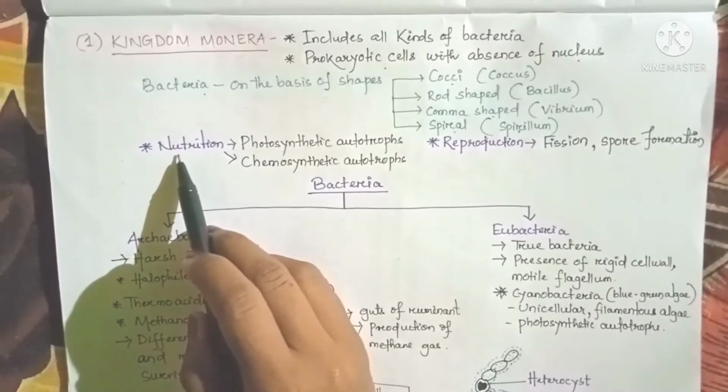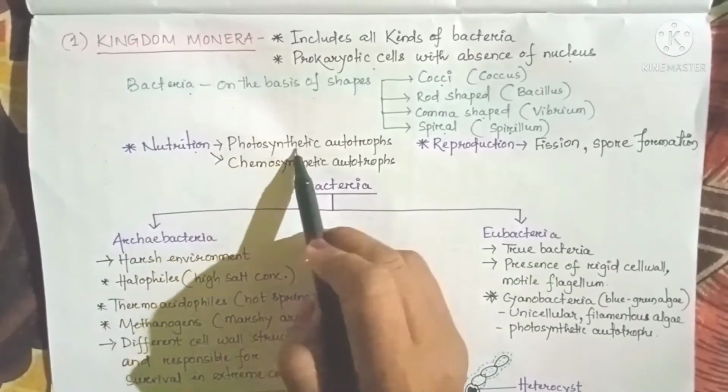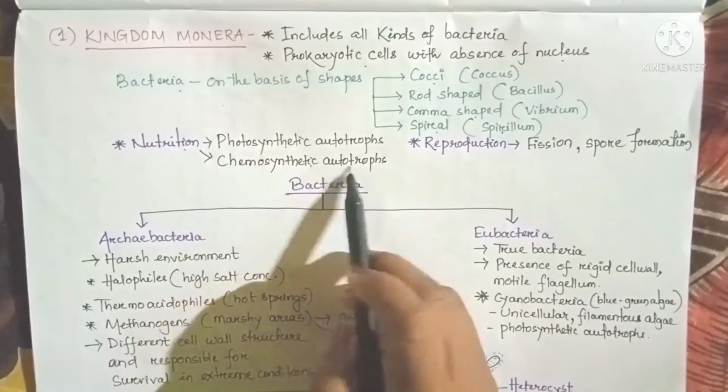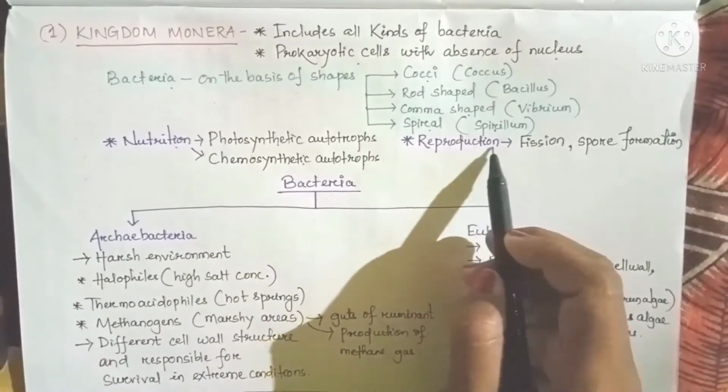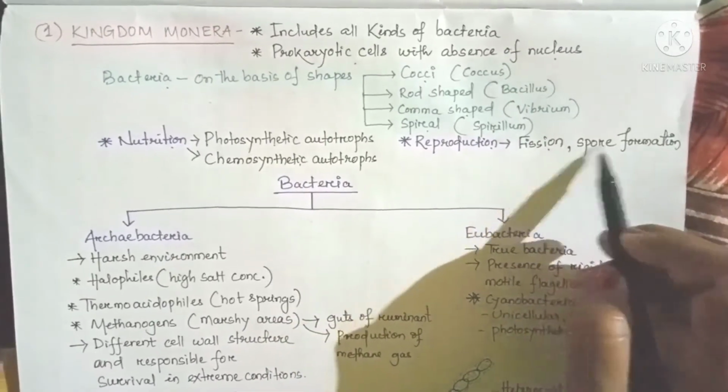They follow the nutrition types photosynthetic autotrophs and chemosynthetic autotrophs. They also reproduce by fission and spore formation.